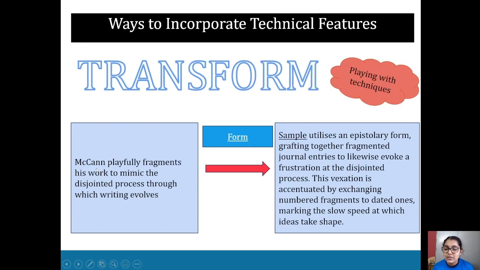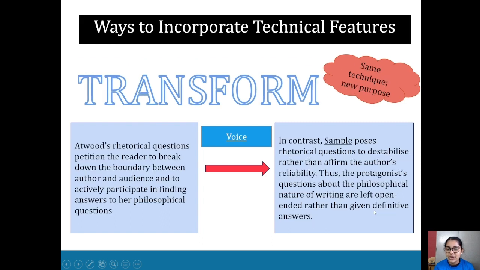I can transform it, so McCann playfully fragments his work to mimic the disjointed process through which writing evolves. Sample utilizes an upholstery form, grafting together fragmented journal entries to likewise evoke a frustration at the disjointed process. This vexation is accentuated by exchanging numbered fragments for dated ones, marking the slow speed at which ideas take shape.